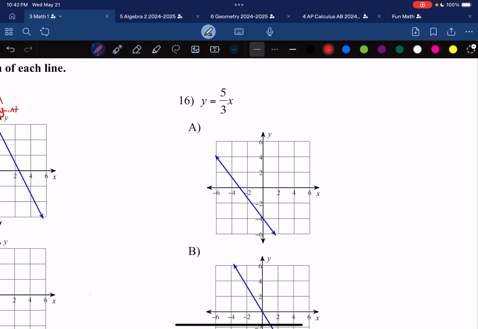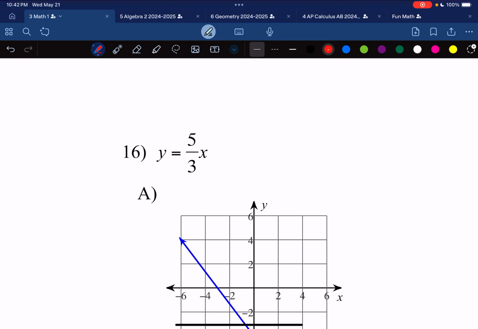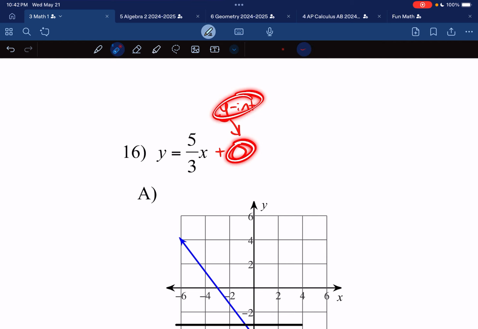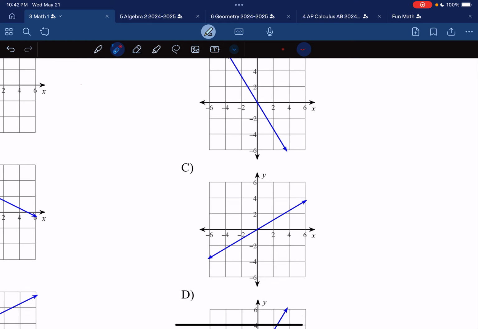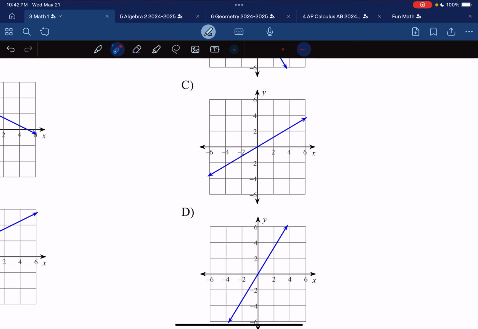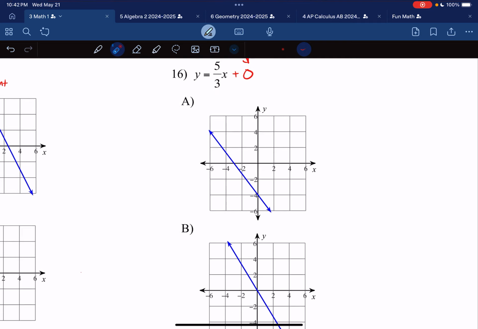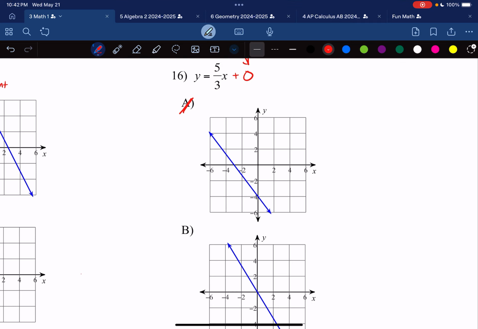Oh, this one is also in slope-intercept form, except I hid what the b was. Did you know this is the same thing as plus 0? I bet you did. And this 0 is the y-intercept. So that means I should be crossing the y-axis at 0. So all we've done is eliminate a. So now we need to know how to do slope.